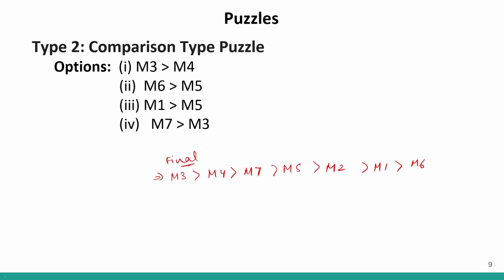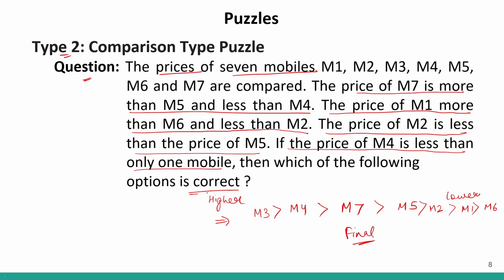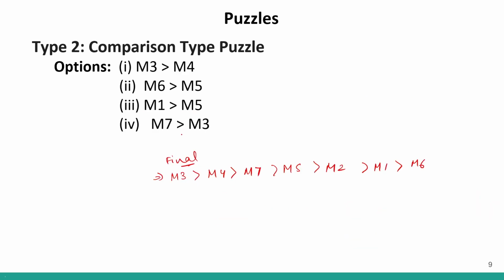Now we have to answer which of the following is correct. So these are the options. Let us see which of them is correct. M3 is greater than M4. Clearly this is correct. Right? Option number 2. M6 is greater than M5? No, it is less than M5. So this is incorrect. M1 is greater than M5? M1 is definitely less than M5. So this is also incorrect.